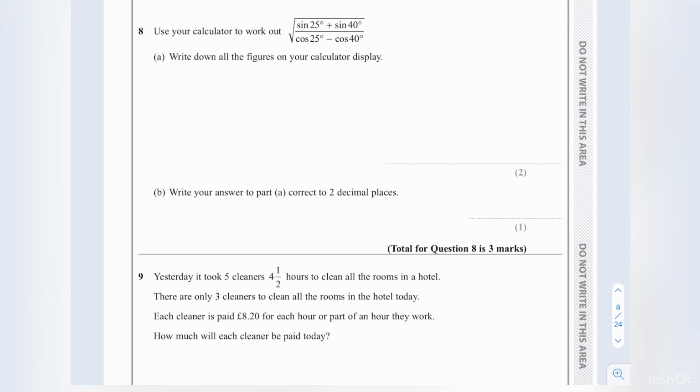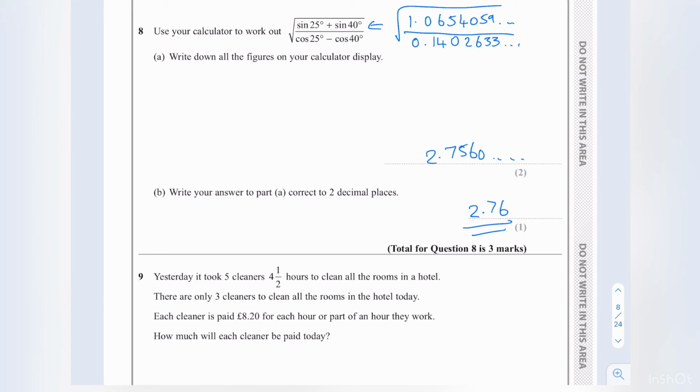So for this question, if you typed in the numerator, you would get the answer 1.06540059 divided by the denominator, which gives you 0.140263. You could then square root that answer, and you would get the answer 2.7560. Given this to 2 decimal places, you'd get 2.76.